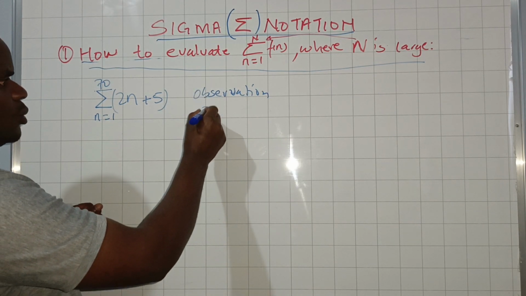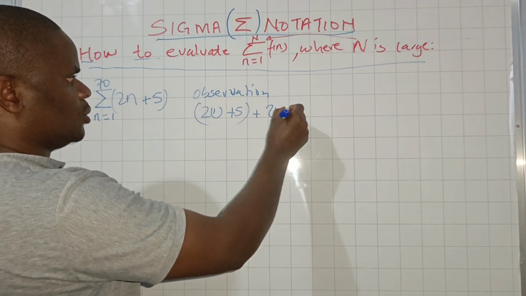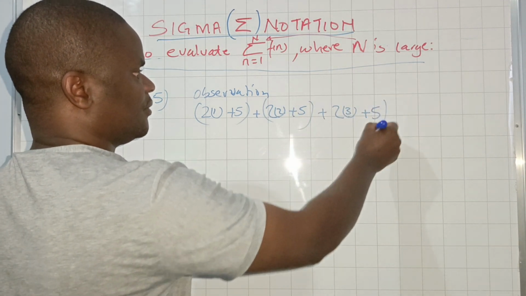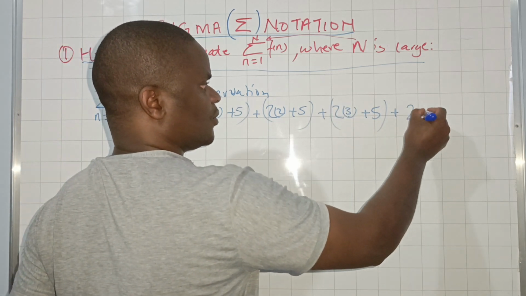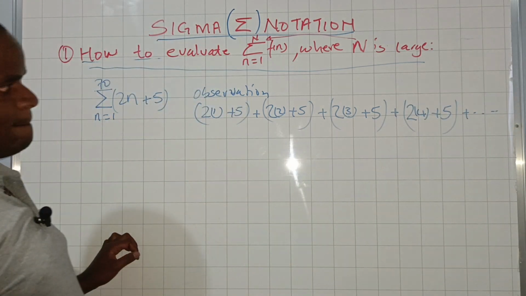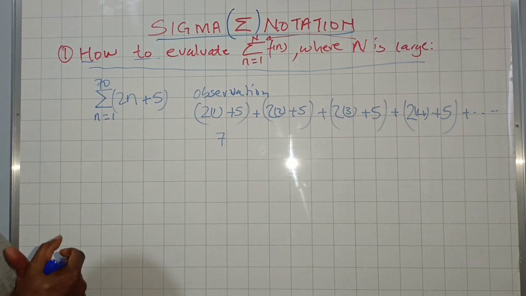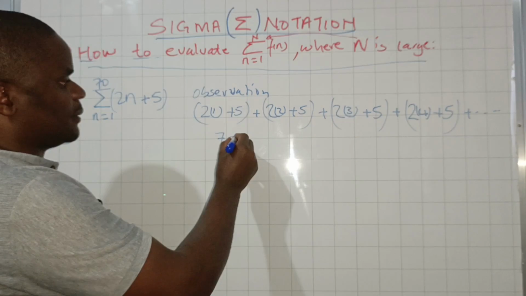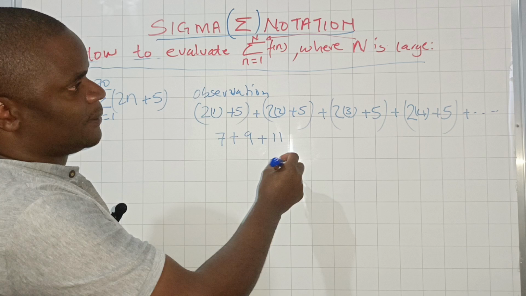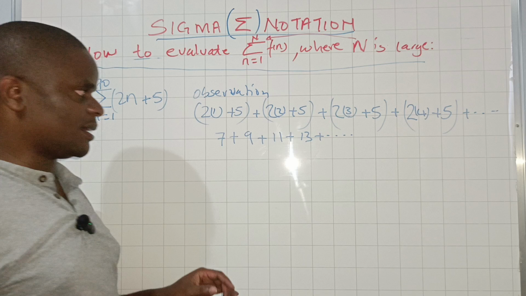This is going to be 2(1) plus 5, plus 2(2) plus 5, plus 2(3) plus 5, plus 2(4) plus 5, plus many others. And the 2(1) plus 5, that's going to be a 7. And 2(2) plus 5, that's going to be plus 9, plus 11, plus 13, plus many other terms.